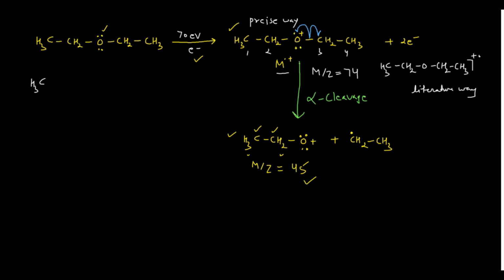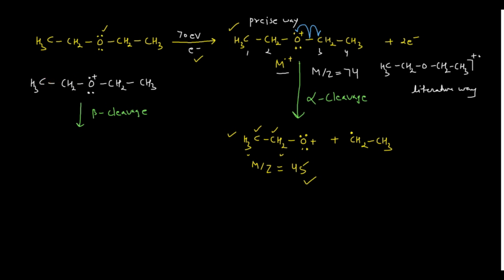CH3, CH2, oxygen, this is CH2, this is CH3, and I have already produced my molecular ion in that manner. Now I am going to do the beta cleavage. Okay, here I am going to do the beta cleavage. So I am writing beta cleavage. This is your beta cleavage. So see, this is the alpha bond, this is the beta bond, this is the alpha bond, this is again the beta bond. Now I am going to break this beta bond.